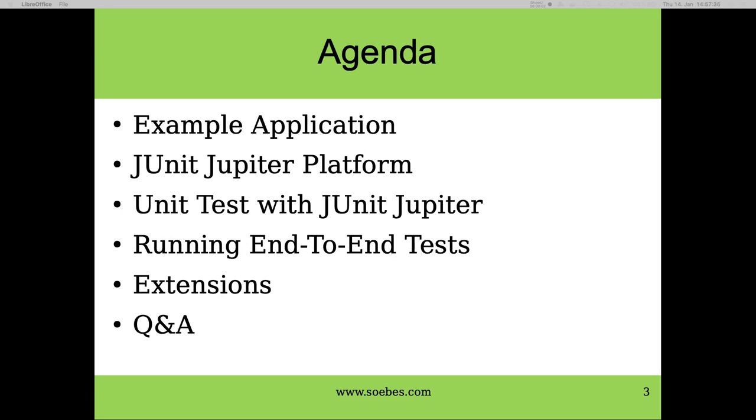The agenda for this lecture starts with the example application. We would like to do end-to-end tests, how they look, and so on. Then we will see what the JUnit Jupiter platform looks like and how to use it. Then writing some unit tests with JUnit Jupiter, what the details are and what is needed or not. Then finally we start with running the end-to-end test, what is needed to do some real end-to-end testing. And then we start writing an extension with JUnit Jupiter to run those end-to-end tests. And finally, we have a Q&A session.